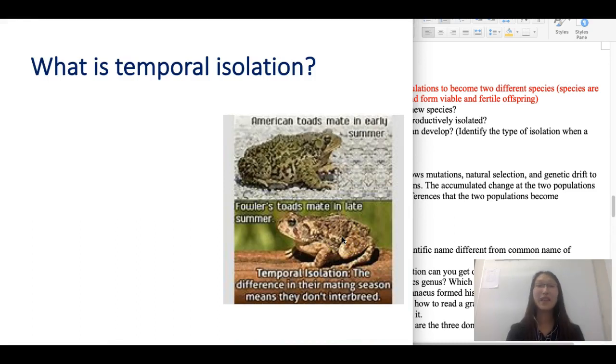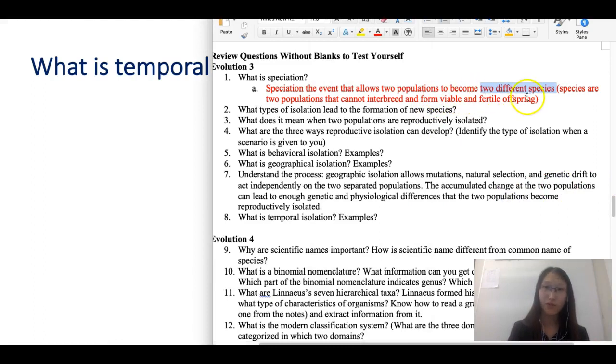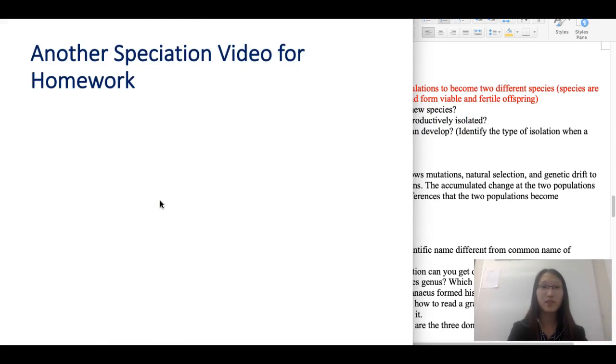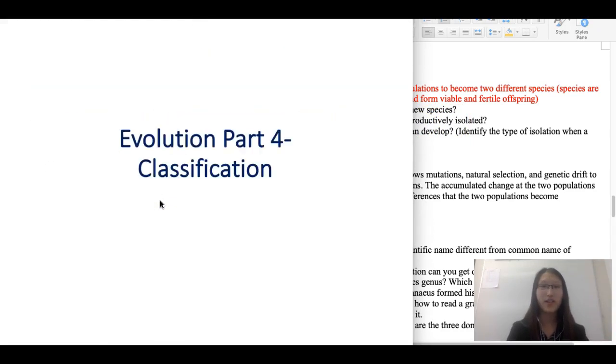The last one is called temporal isolation, meaning that if two populations breed at different times of the year, then they're not going to be able to breed, so they're not going to form viable fertile offspring, which means they're reproductively isolated, which means these are two different species. So here we go. Here's another video. That's it.